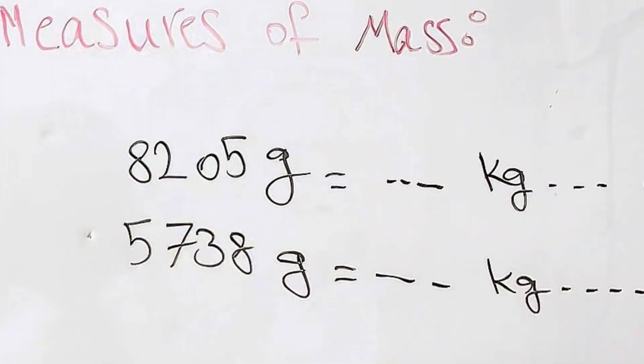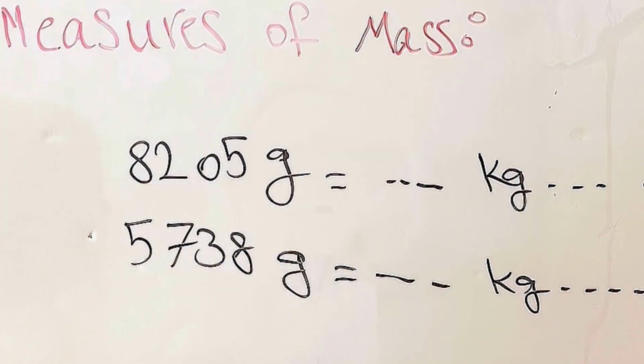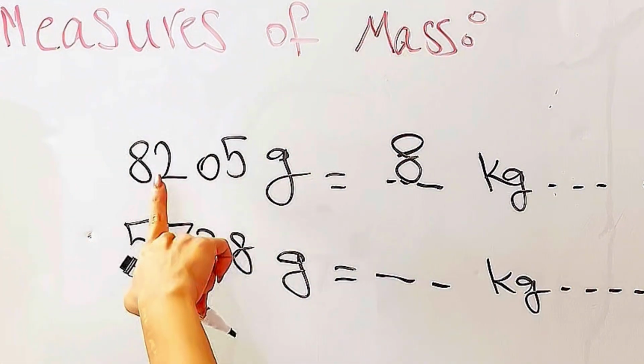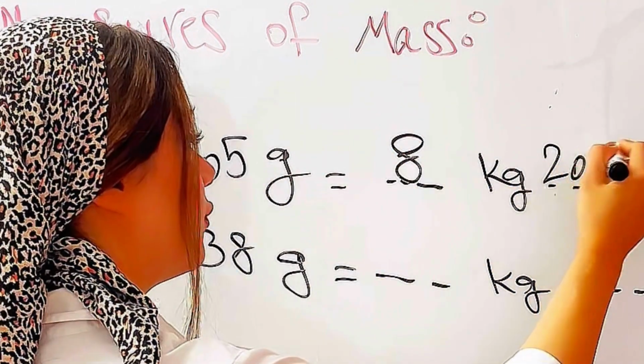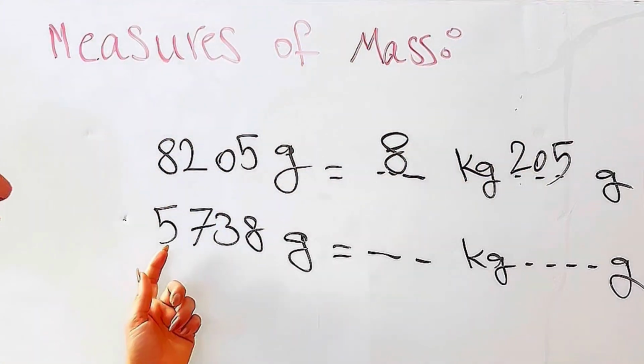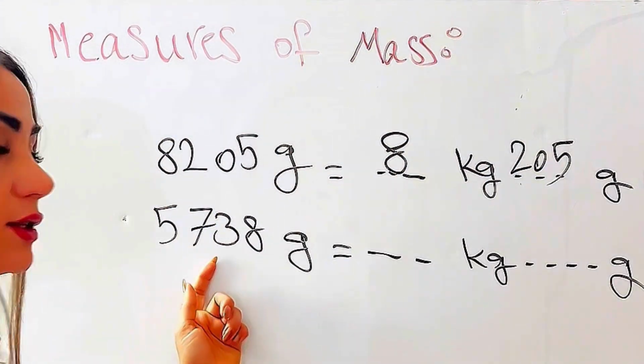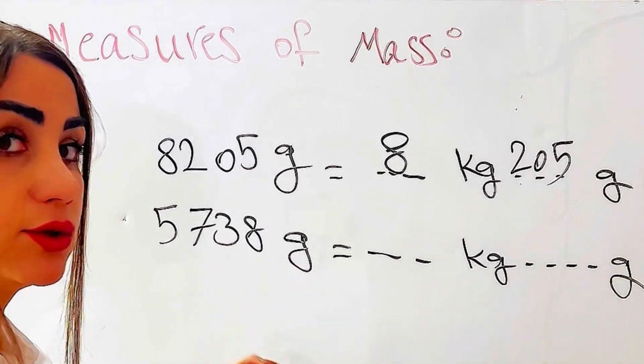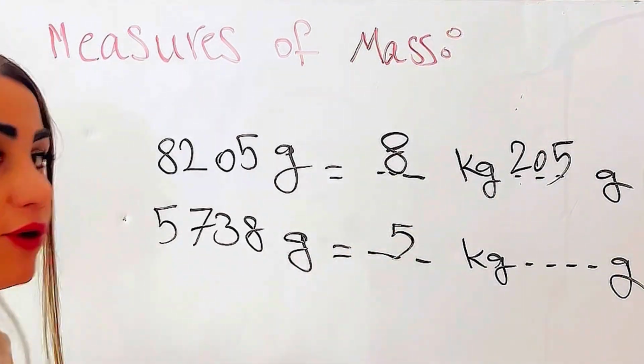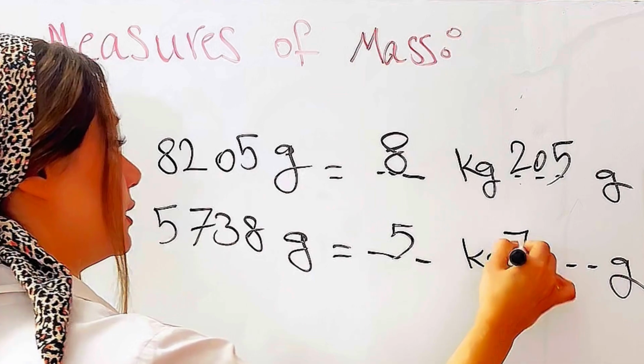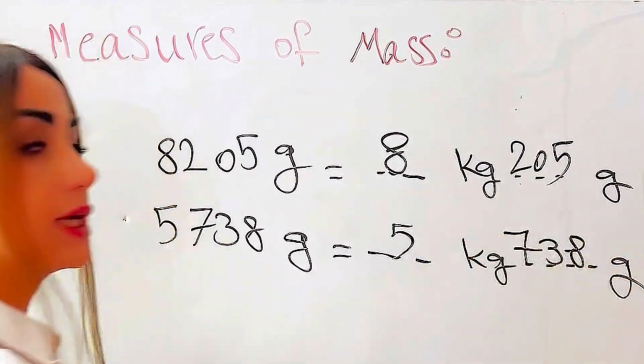As an example, 8205 grams equals 8 kilograms and 205 grams. 5738 grams equals 5 kilograms, 738 grams.